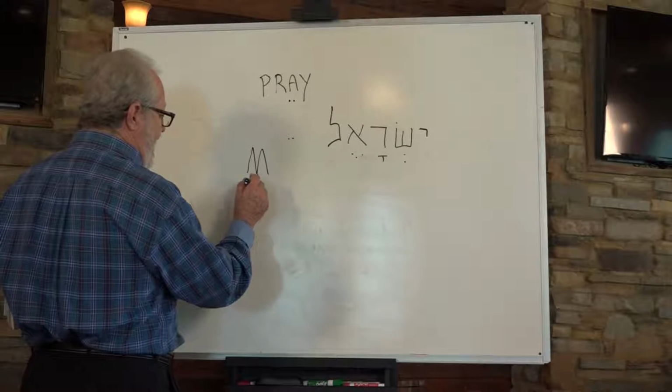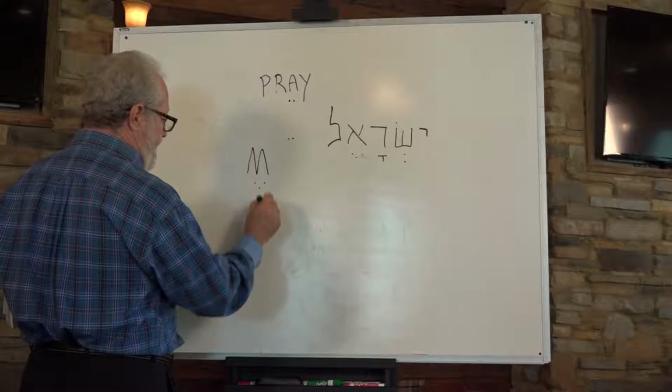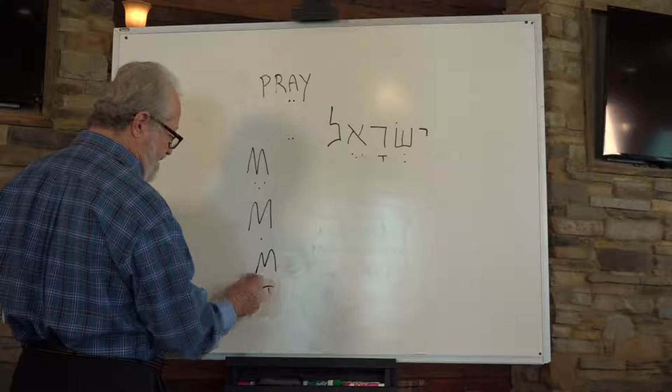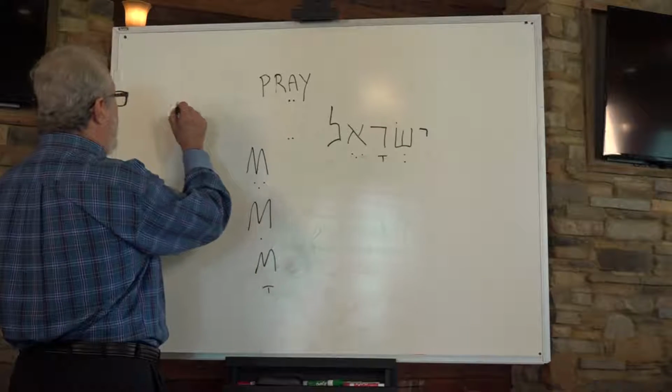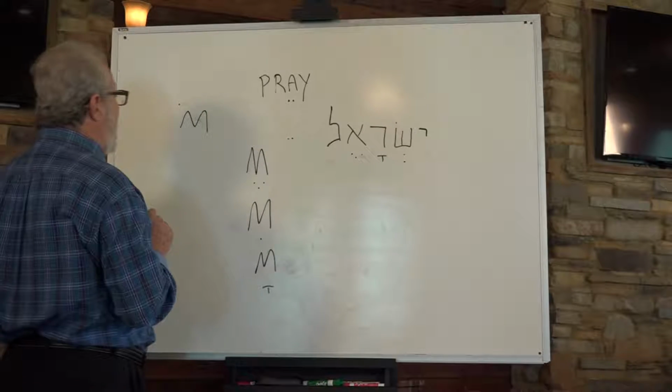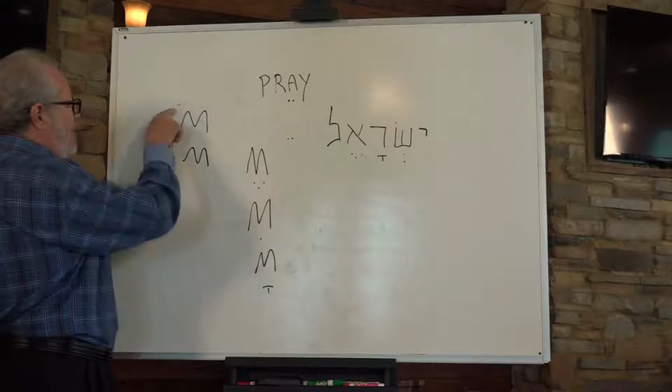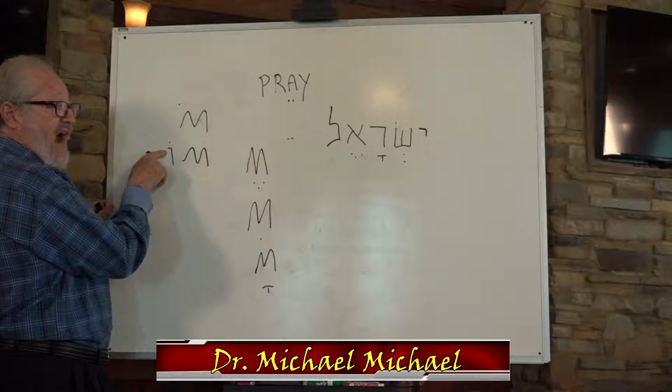So we had a me, ma, or this. Then we have mo with one dot. Or we had a mo with the vowel. That's a cholam. That's cholam with vav.